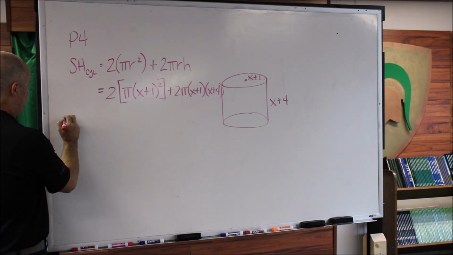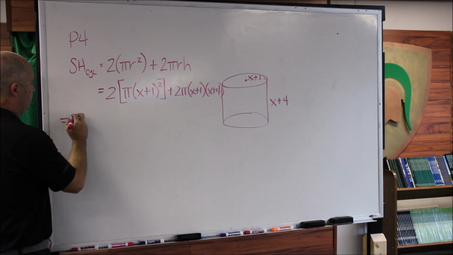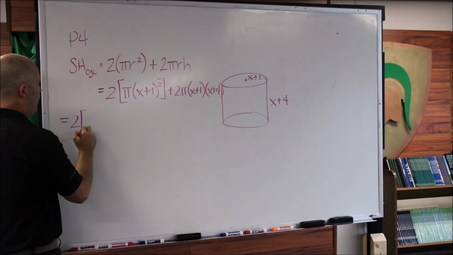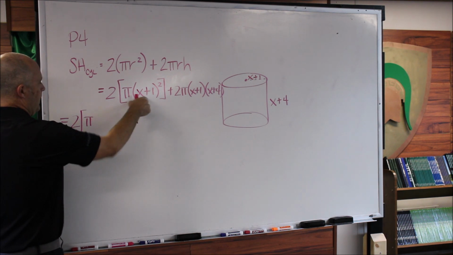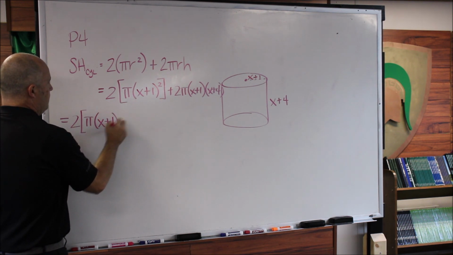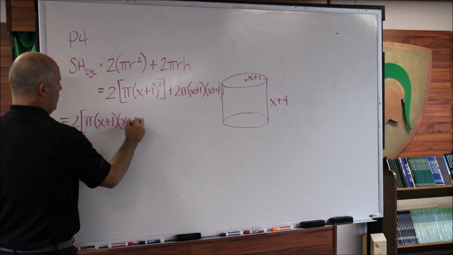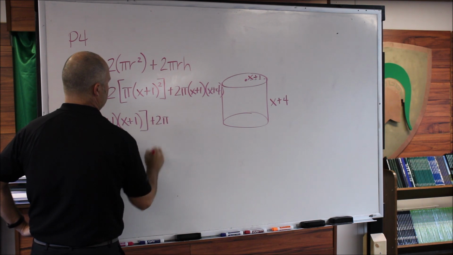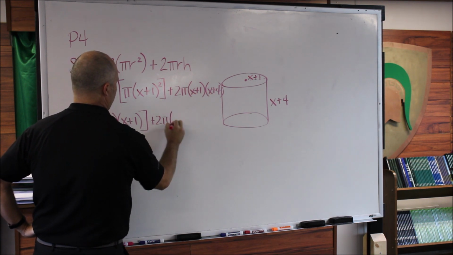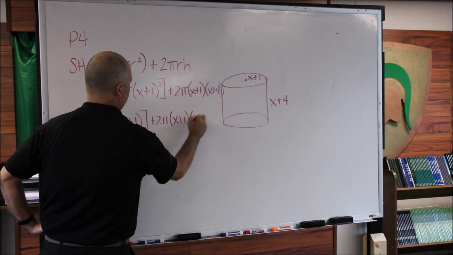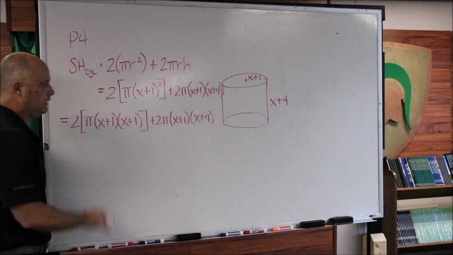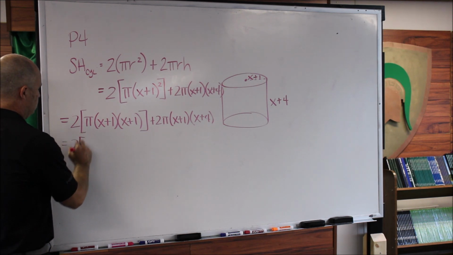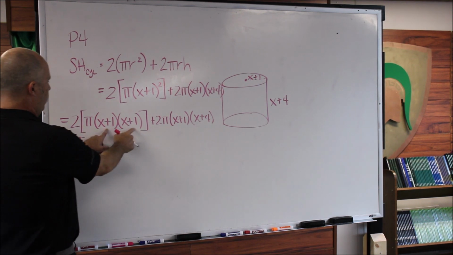Now, over here, we're going to pull down this 2, because order of operations says we're going to wait to do that until pretty much the end. Then we've got times pi, and then x plus 1 squared is x plus 1 times x plus 1. Close off the bracket, plus 2 pi, and then I'm just going to pull down the x plus 1 times the x plus 4 so that we can do all of our foiling in the same step. So now we've got 2 bracket pi, and we need to FOIL this out.